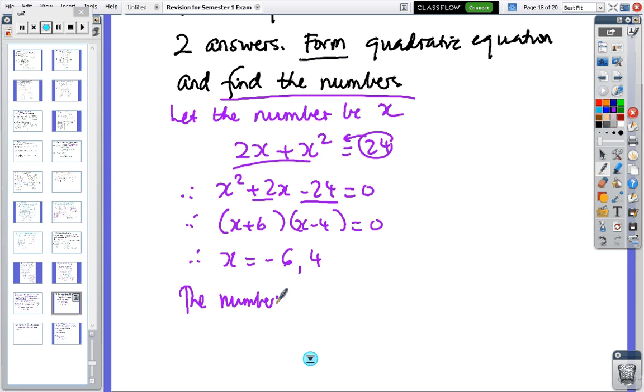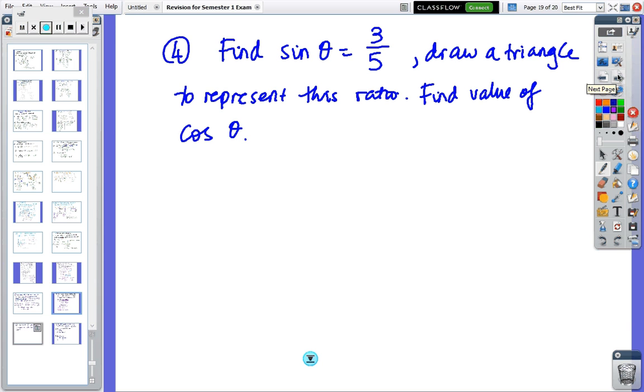The numbers are -6 and 4. Both those numbers work. Okay, this is a little bit harder. Second last page. So find sine theta. So sine theta is 3/5. Draw a triangle to represent this ratio.